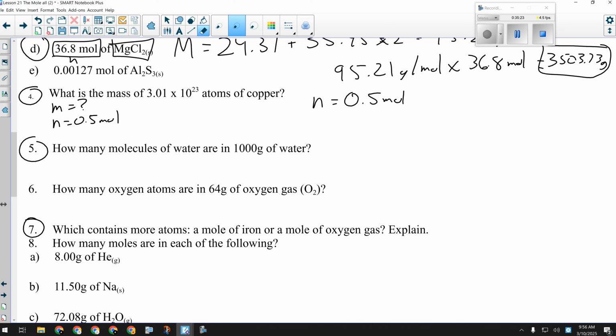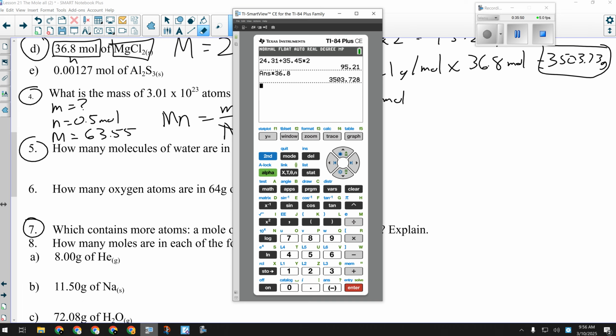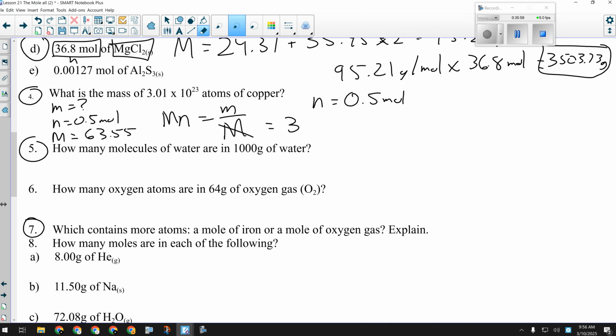And I know that it's copper. So I might just have to look up the molar mass of copper here. Okay, 63.55 on my periodic table. Well, N equals little m over big M. I want little m by itself, so I'll multiply both sides by big M, and take my 63.55 and basically multiply it by 0.5. So 31.78 grams would be my final answer for that one.